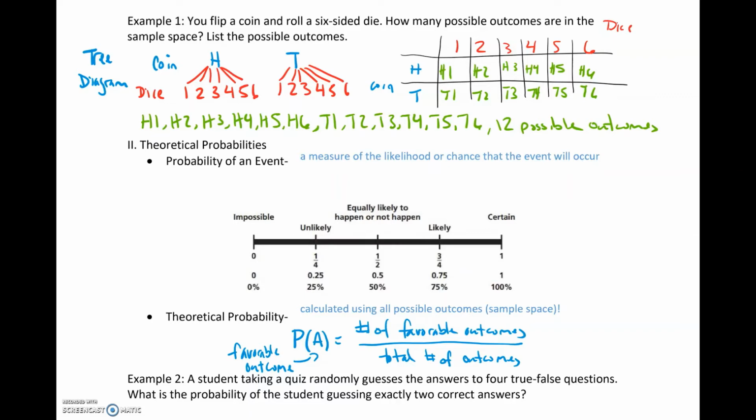Or the fraction, which we can create a decimal out of, and then we can make a percent out of that to give us one of the 3 forms of probability. Again, a fraction, decimal, or percentage. And they're all going to be telling you the same thing.